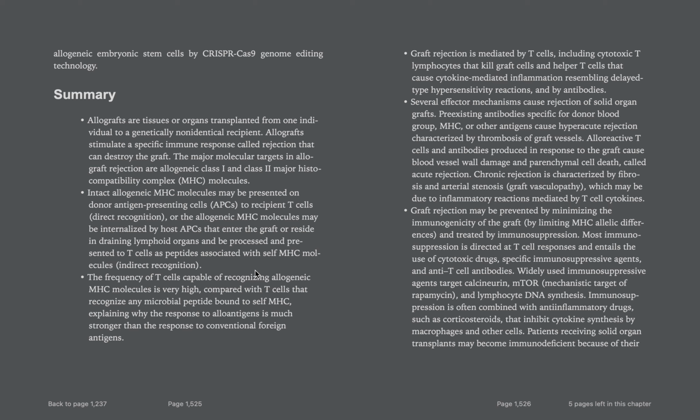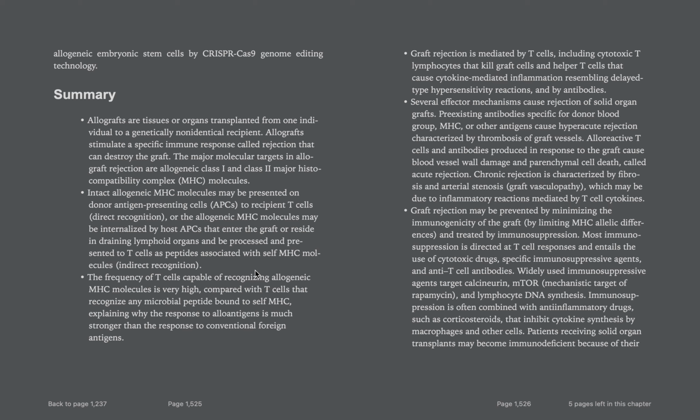Summary: Allografts are tissues or organs transplanted from one individual to a genetically non-identical recipient. Allografts stimulate a specific immune response called rejection that can destroy the graft. The major molecular targets in allograft rejection are allogenic class 1 and class 2 major histocompatibility complex (MHC) molecules.